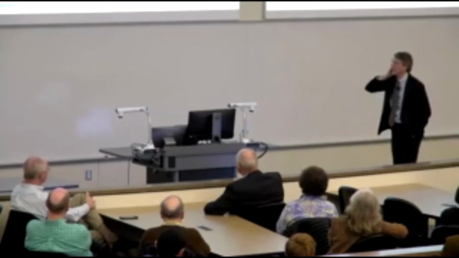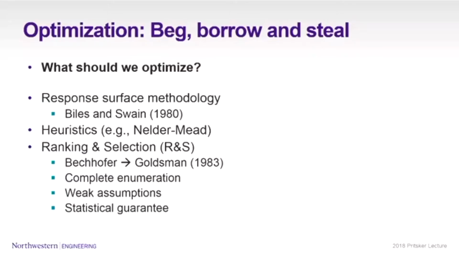But the one I want to talk about today is the area of ranking and selection. So ranking and selection, from an optimizer's point of view, is not optimization. It's complete enumeration. Right? I'm going to simulate every single alternative.